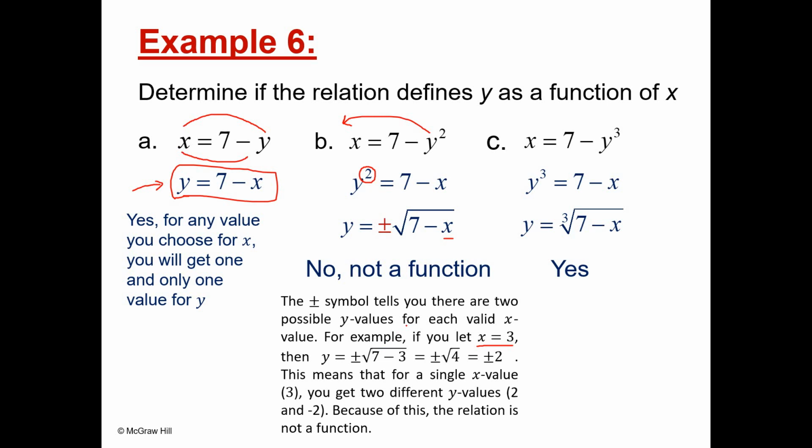Let's take this example. Let's replace x equal to 3 and calculate. You're gonna get 7 minus 3, which is equal to radical 4. But you have here plus or minus. You already have two values. The result will be y equal to plus or minus 2. So for a single value of x, you have two values of y. One is plus 2 and the second is minus 2. So this one is not considered a function.